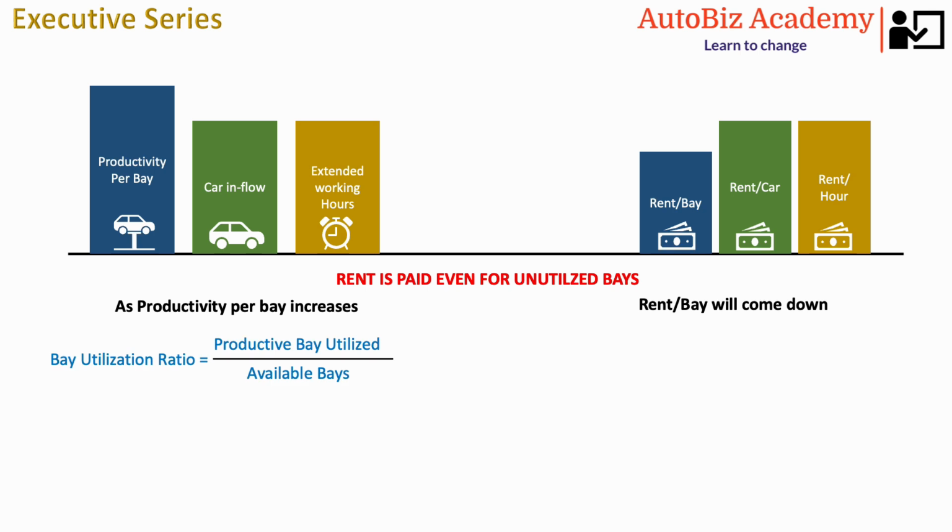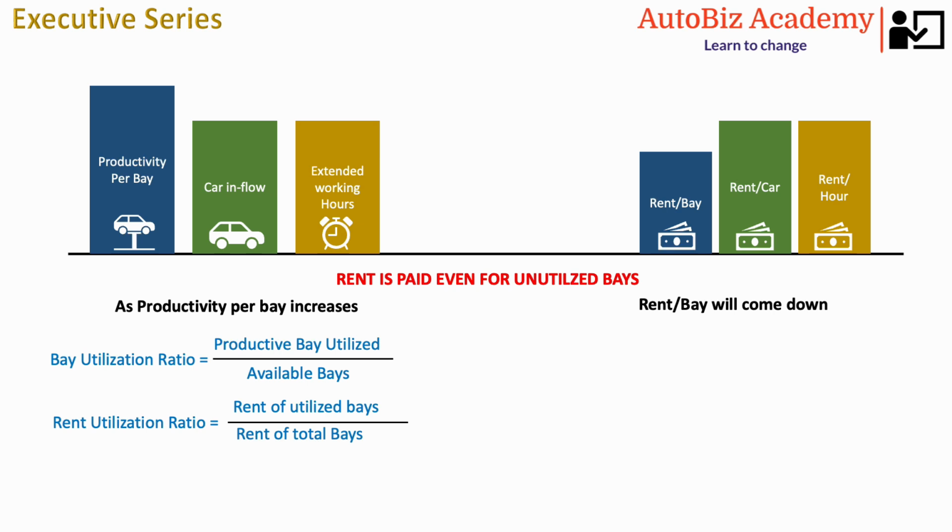How are we going to calculate it? Bay utilization ratio is one of the parameters: productive bays utilized against available bays. If you have 15 bays available and you are using only 10 bays, then your utilization ratio will come down. Then comes rent utilization ratio: whatever rent you have paid for total bays, and rent paid for utilized bays. So rent of utilized bays divided by rent of total bays. In case you are utilizing only 10 bays and you are paying 15 lakh rupees for 15 bays, then 10 divided by 15, the rent utilization will come down.